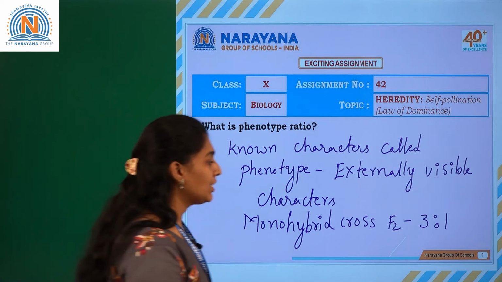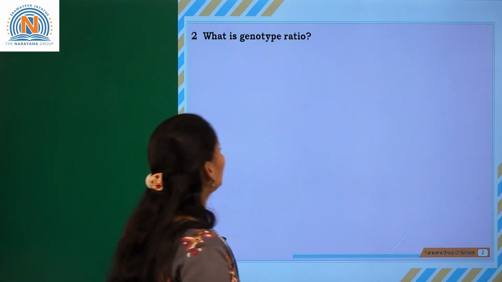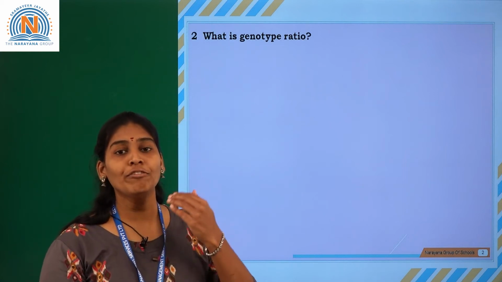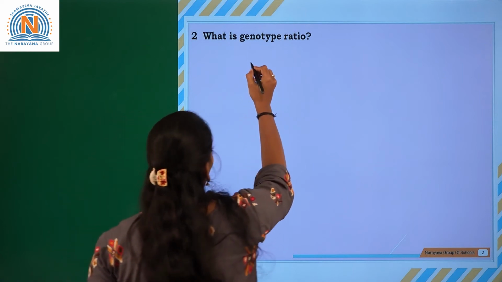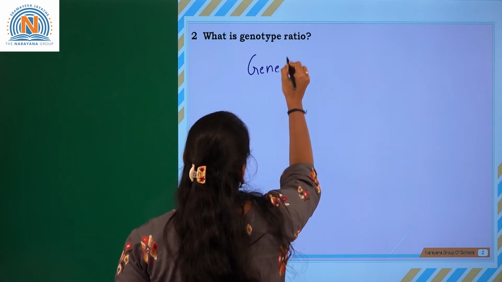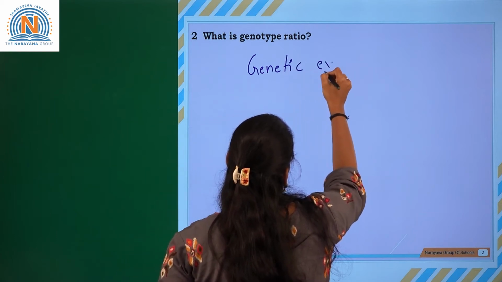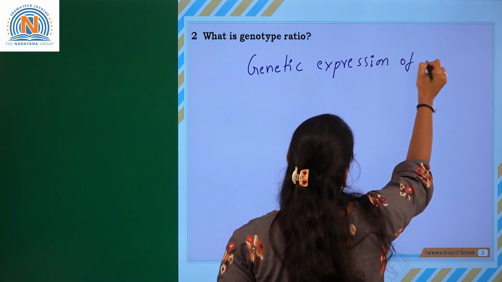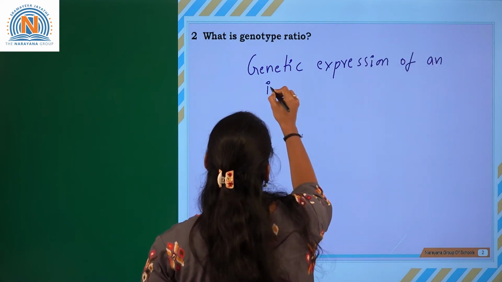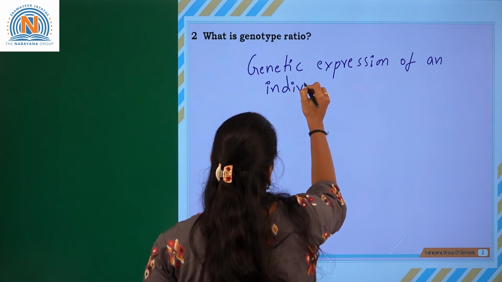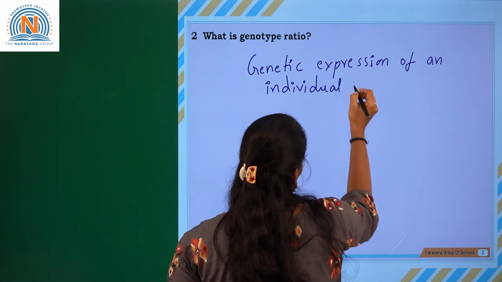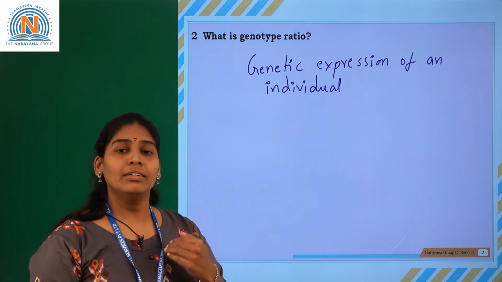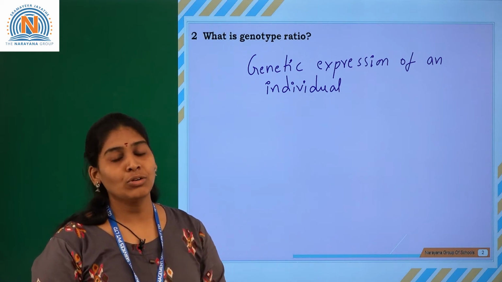Let us go to the next question. So the next question is, what is genotype ratio? It is nothing but the genetic expression of an individual. Genetic expression of an individual is called genotypic characters, and which is expressing in a ratio, genotypic ratio.